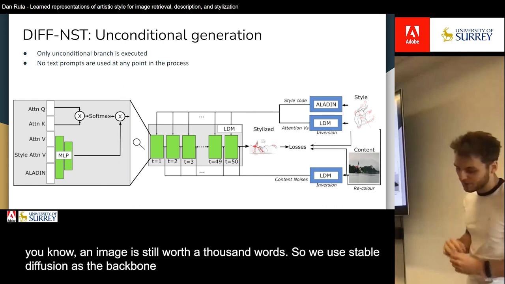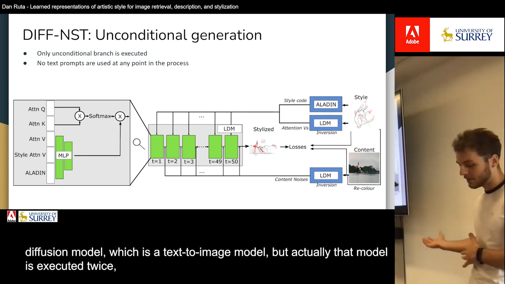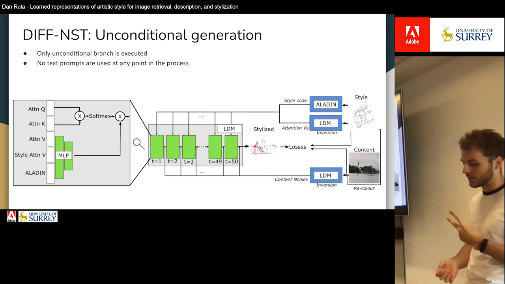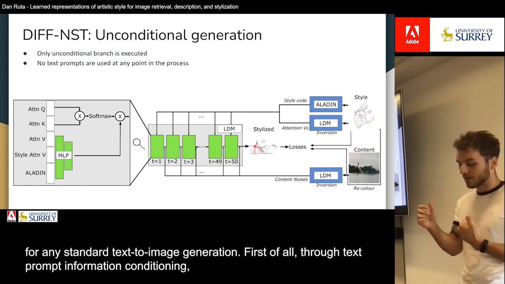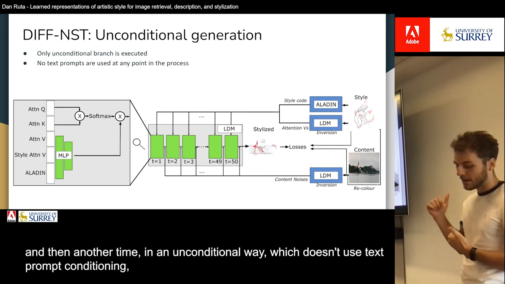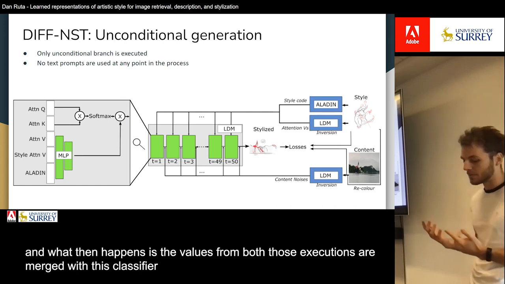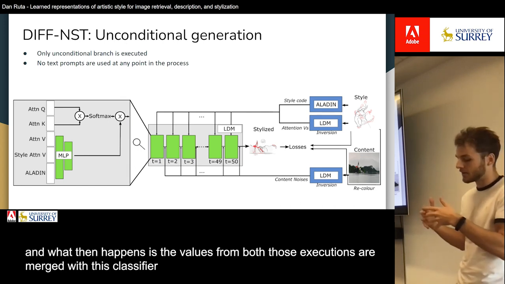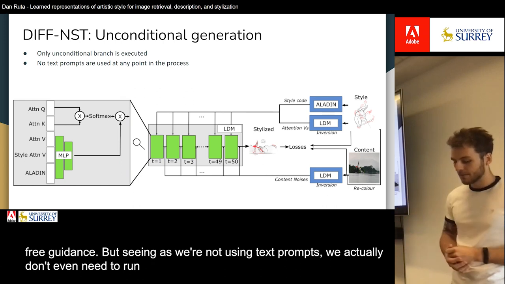So we use Stable Diffusion as the backbone diffusion model, which is a text-to-image model. But actually, that model is executed twice for any standard text-to-image generation. First of all, through text prompt information conditioning, and then another time in an unconditional way, which doesn't use text prompt conditioning. And then the values from both those executions are merged with this classifier free guidance.